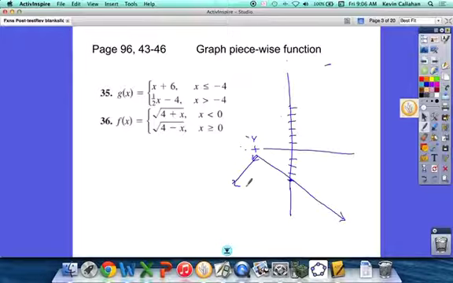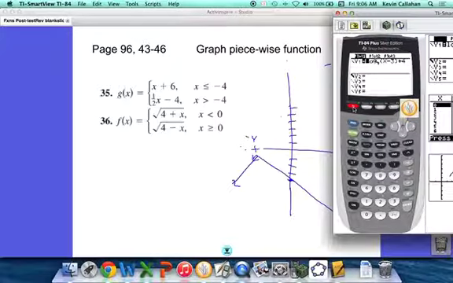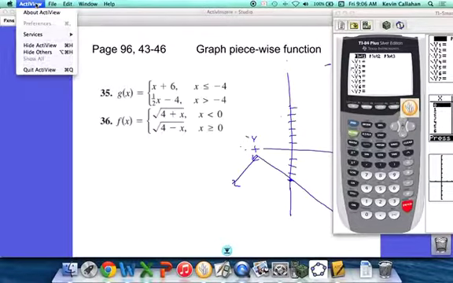Now, do you remember how you can put something like that in the calculator? Let's say we'll do the second one in the calculator. All right, this is how it works. Clear it, and let me get down here and clear it.